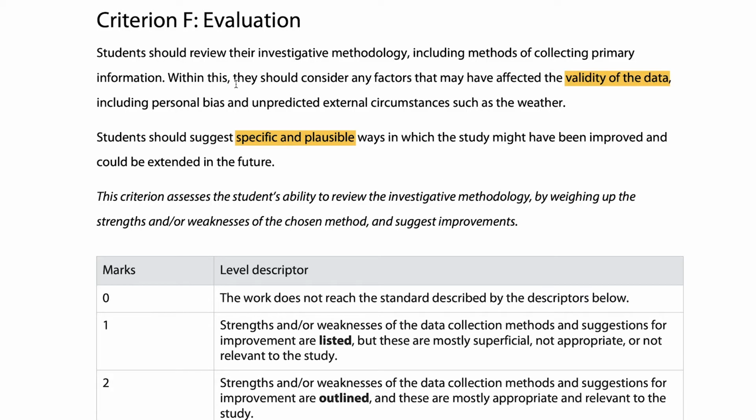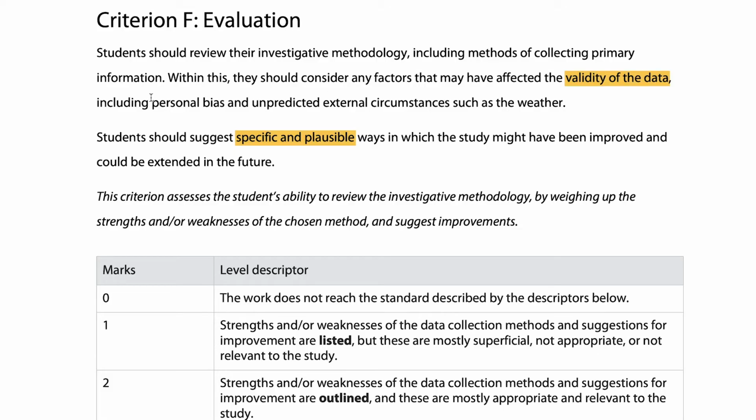So let's read this. Students should consider any factors that may have affected the validity of the data. So this is perfect. This goes into the statistical methods I used before and also the type of sampling you use. Whether you use systematic or random sampling, why you chose it, personal bias, and unpredicted external circumstances such as weather. So this is really where you talk about any single thing that could have impacted your results and why they differed from what you expected or from theory, or if you're lucky enough, why you believe they aligned with the theory.